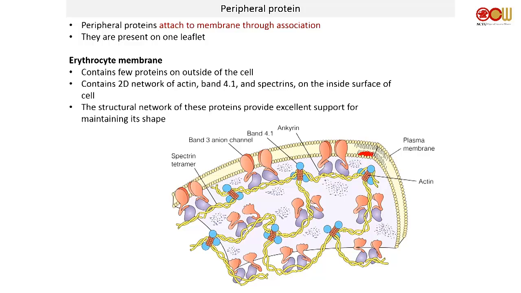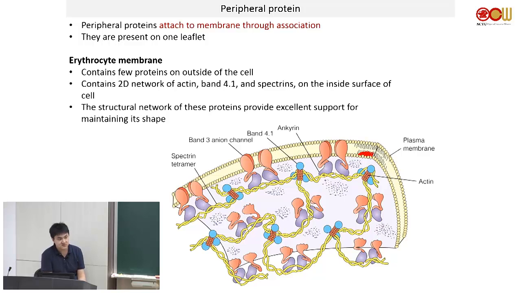Now, here's an example. This is the erythrocyte membrane, so your blood cell, and you have a bunch of different proteins that are peripheral membrane proteins, so the proteins that are associated to the membrane. And immediately I'm just going to tell you that these things are going to be related to the structure for this cell, maintaining the structure of the cell.